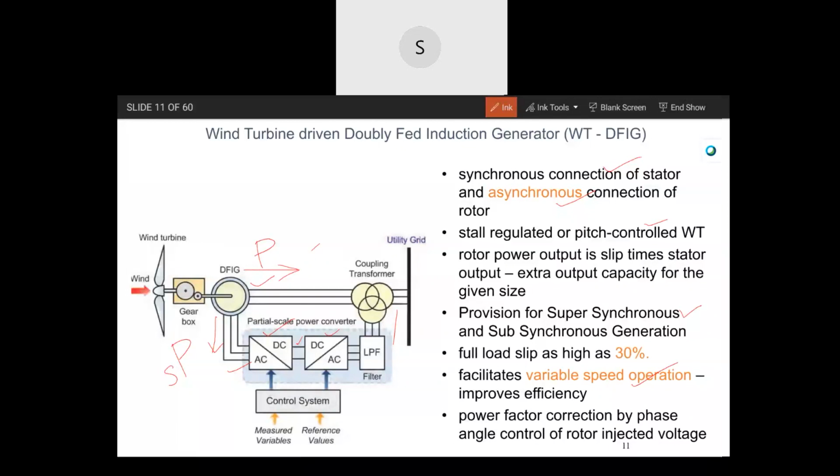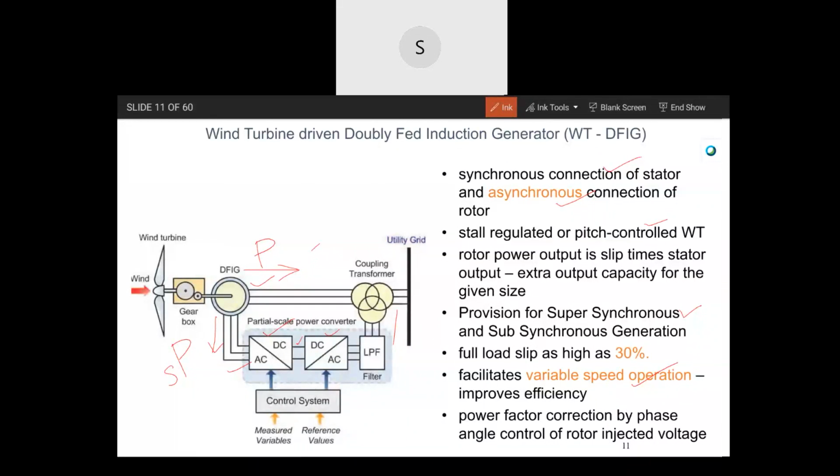And if it is 30% variation above synchronous speed, that is super synchronous. And then if you consider 20% or 30% slip below synchronous speed, that means subsynchronous generation. So 30 plus 30, 60% speed variation. So there is a significant increase in efficiency, and the overall efficiency will be visible there.